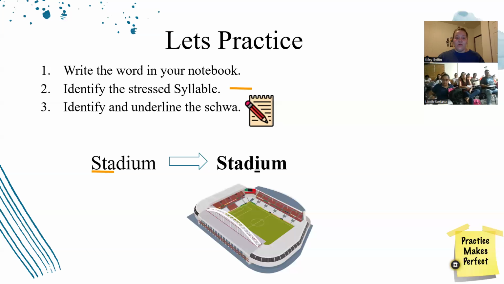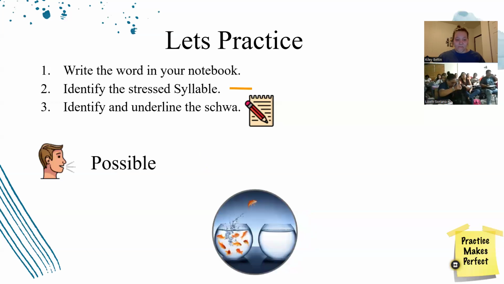So the next one, we're going to do this one a little bit together. So this word is possible. Possible. Yep. Very good job. So when we say the word possible, what part of the word are we saying a little bit louder and a little bit stronger compared to the rest? So that is going to be the pos, possible.